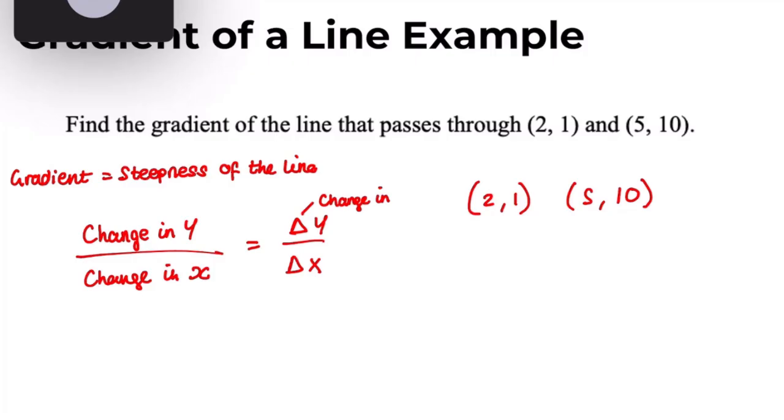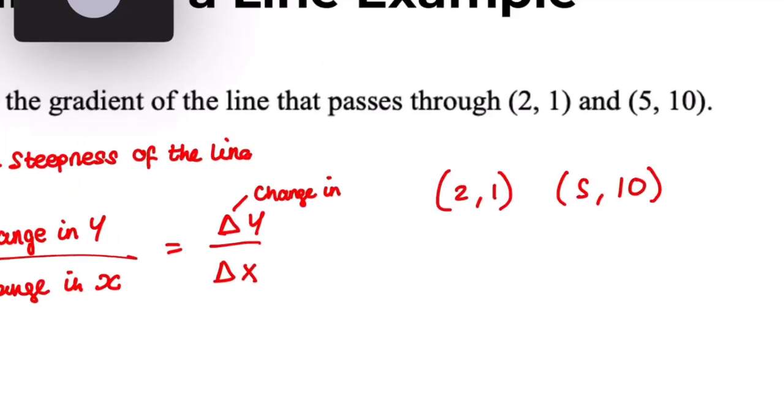Step 1, we're going to label which one is x and which one is y. So this is our first coordinate, and this is our second coordinate. We're going to label the first one as x1 and y1 because it's our first coordinate. And for number 2, we're going to label this as x2 and y2 because this is our second coordinate.